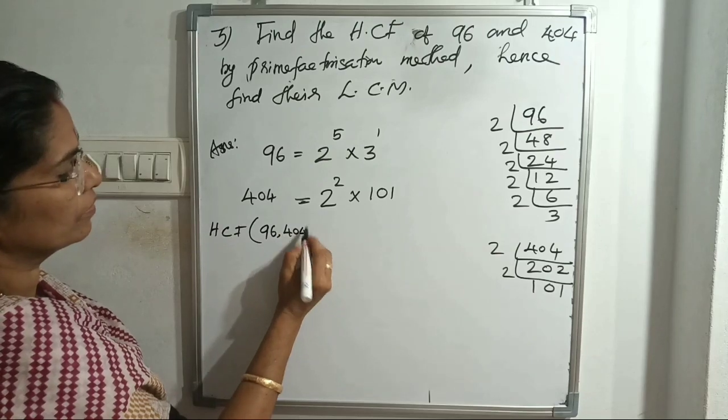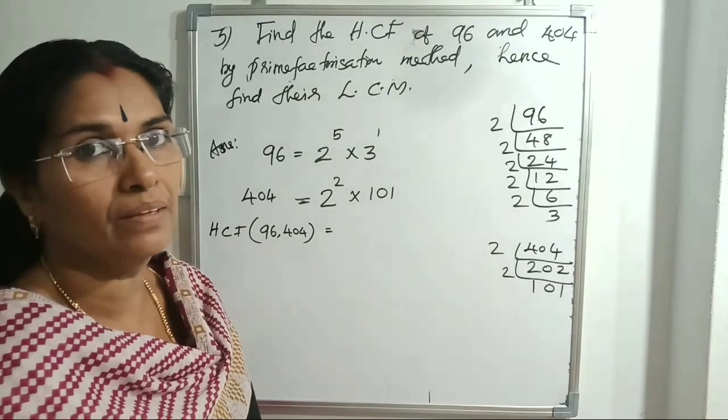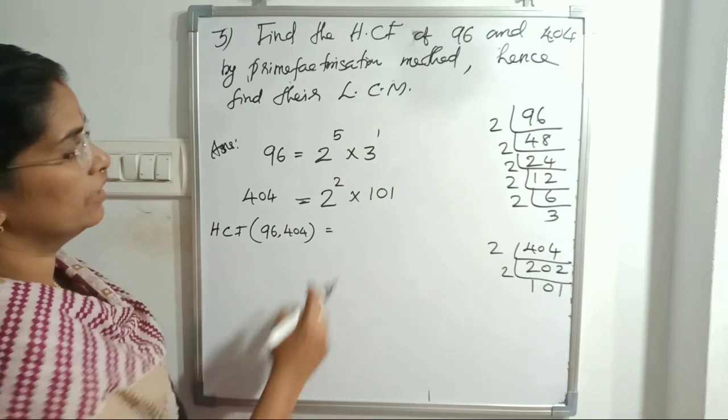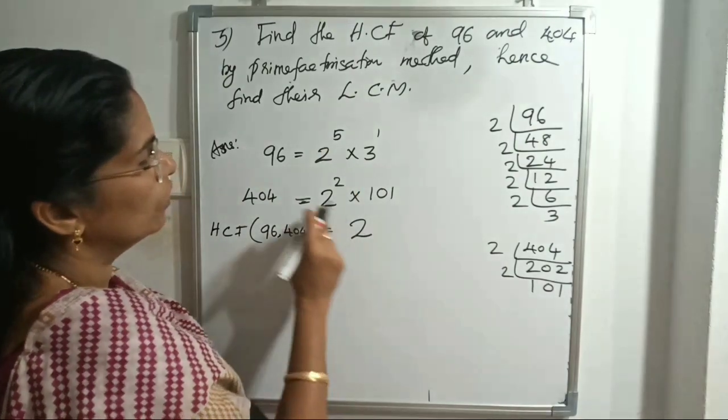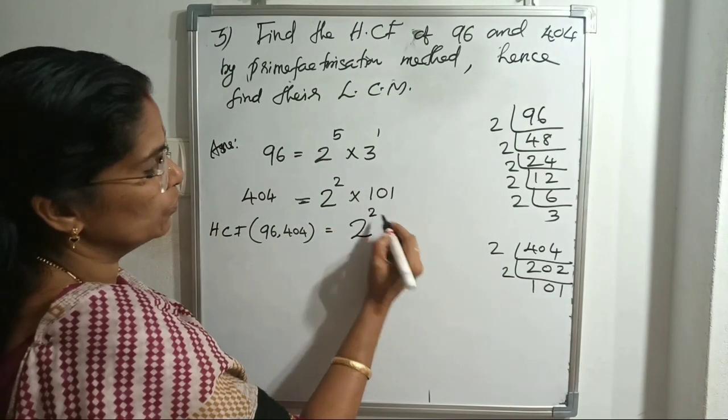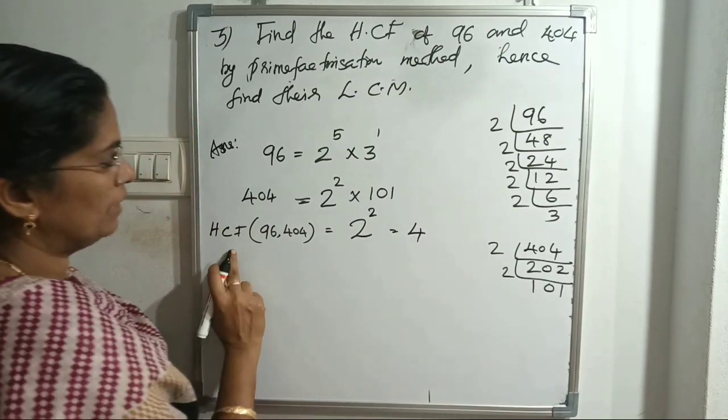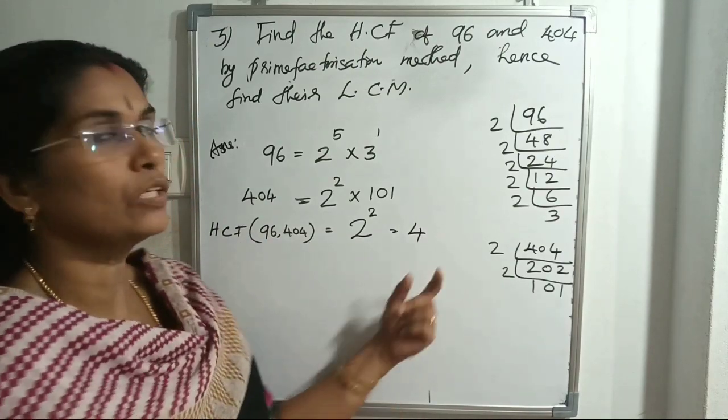So we have to find the HCF of 96 and 404. What is the step? You have to find the common factor. The common factor here is 2, and least power is 2. So 2 square is 4. So given numbers' HCF is equal to 4.